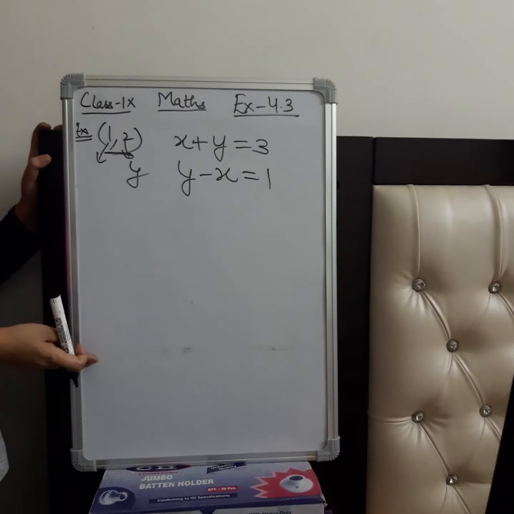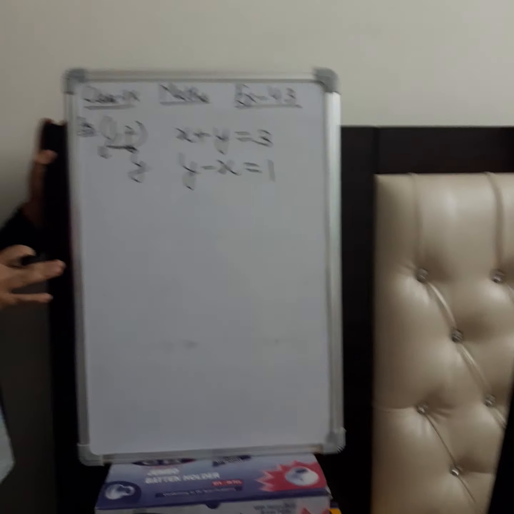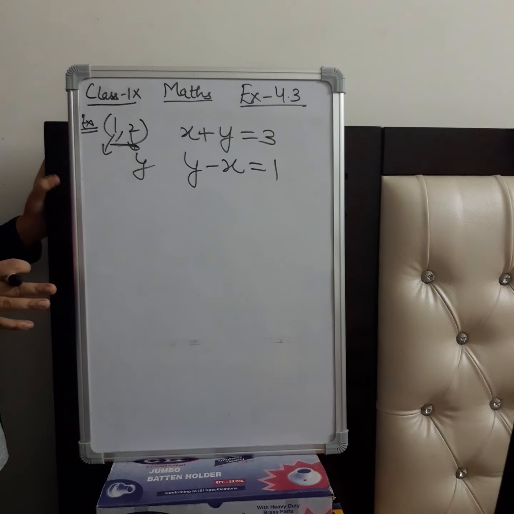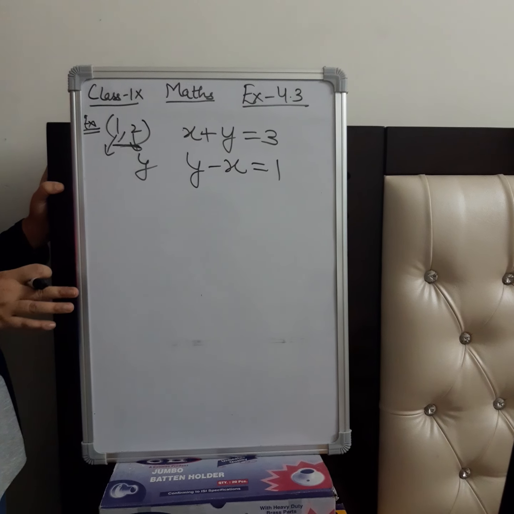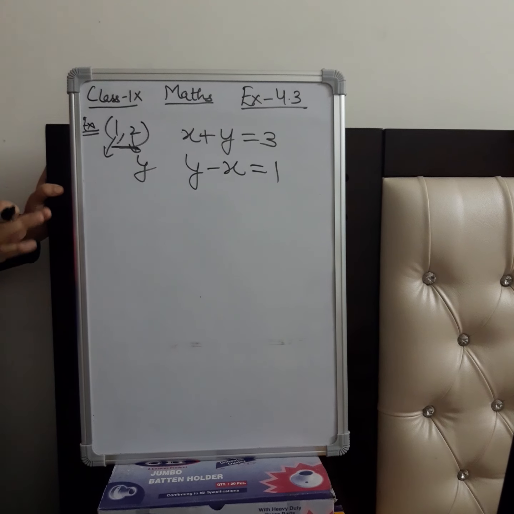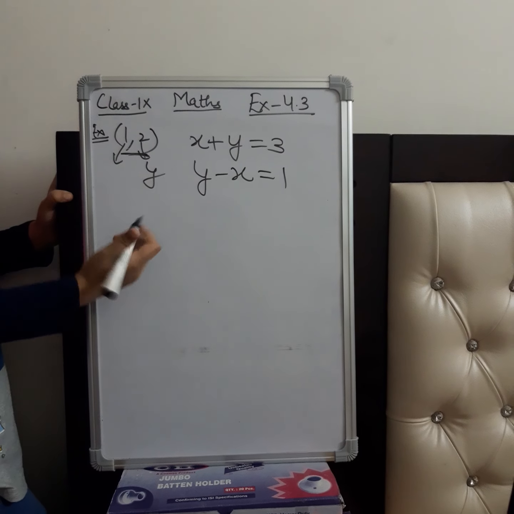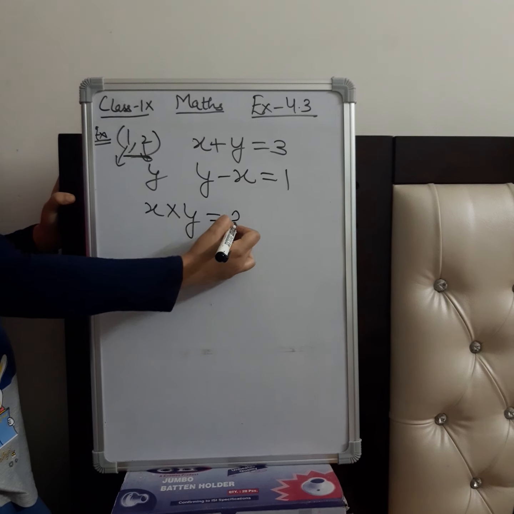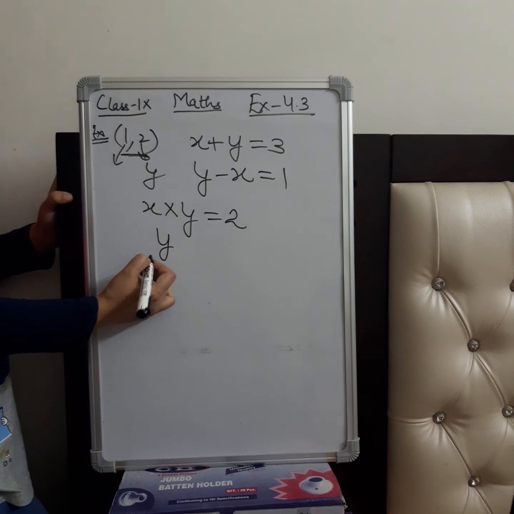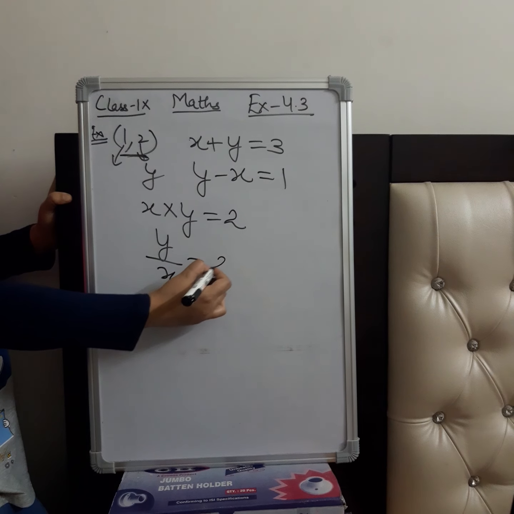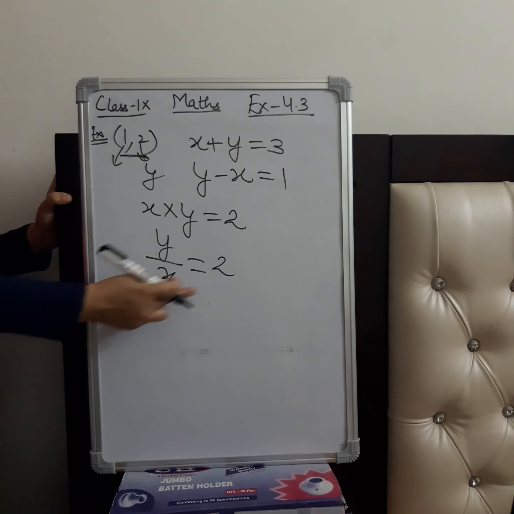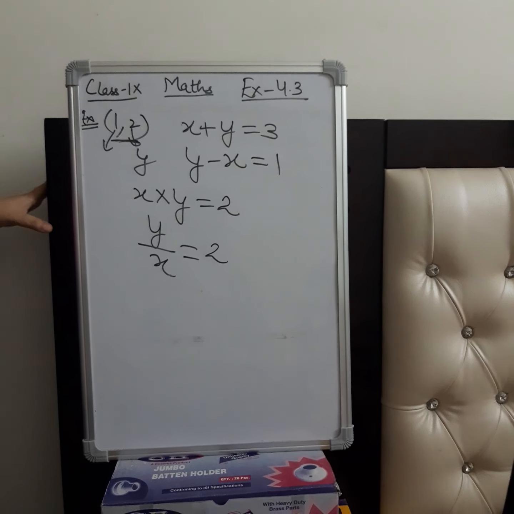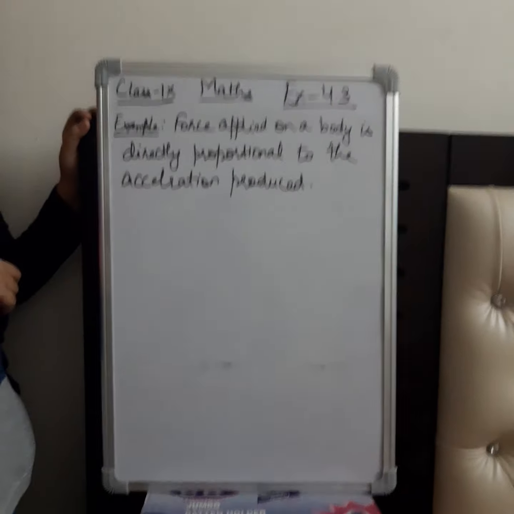Similarly, we can write many equations. So the answer for this will be, the question asks how many equations are possible. So we can write that we can have infinite equations. For example, one more I can write x multiply y is equal to 2, or y upon x again equal to 2, because 2 upon 1 will be 2. Similarly, we can have many equations possible for this.